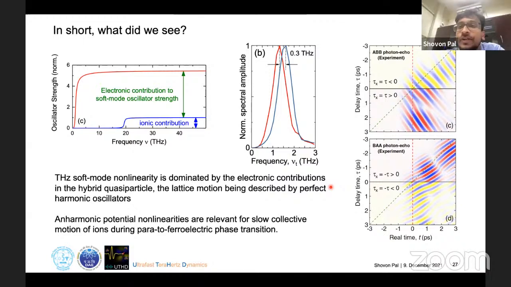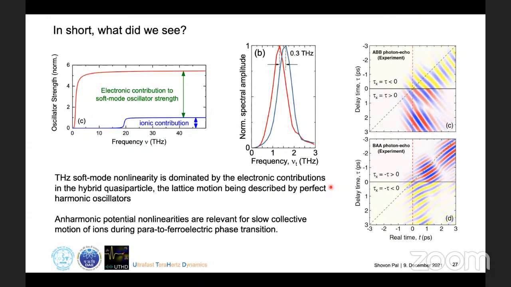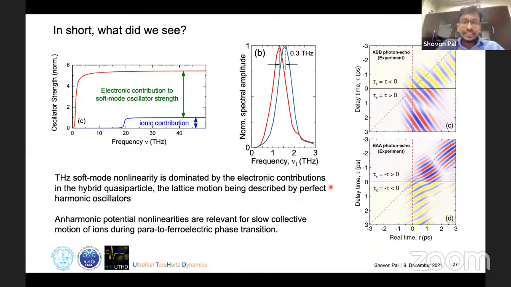Isn't the nonlinear behavior arising because of your ionic motion? Yes, I totally agree with you. So when I say that it's dominated, I'm not saying that the ionic motion is not there.